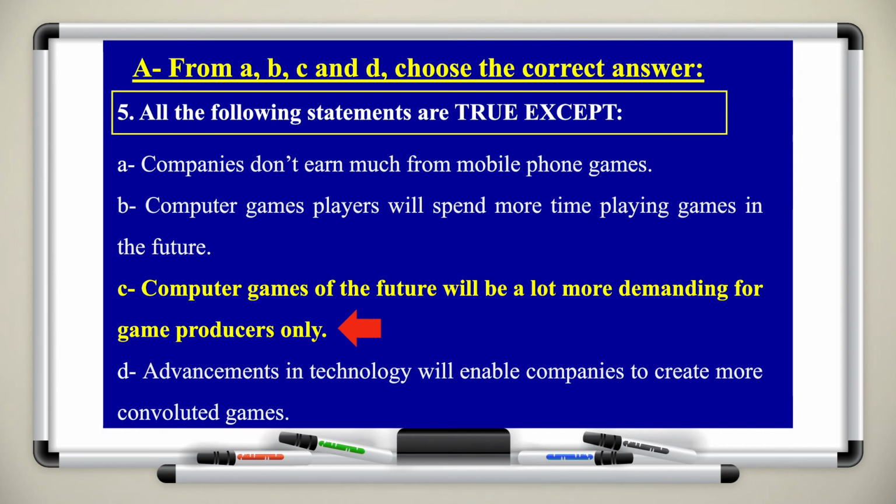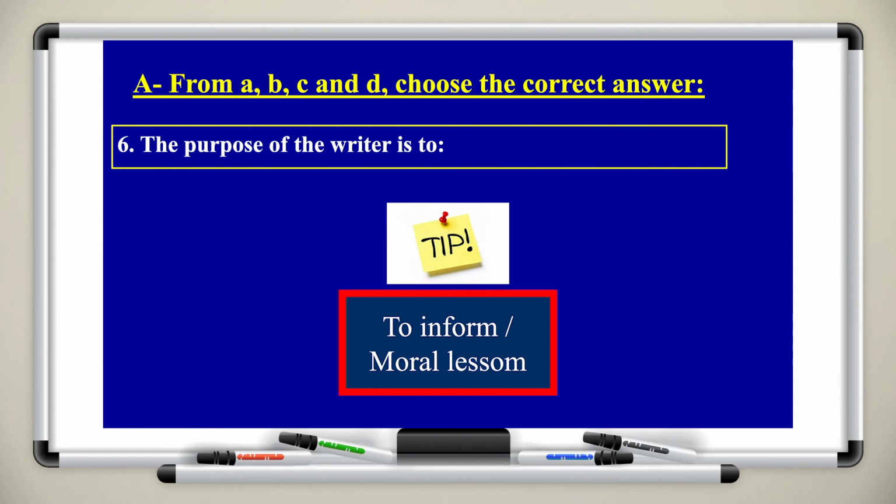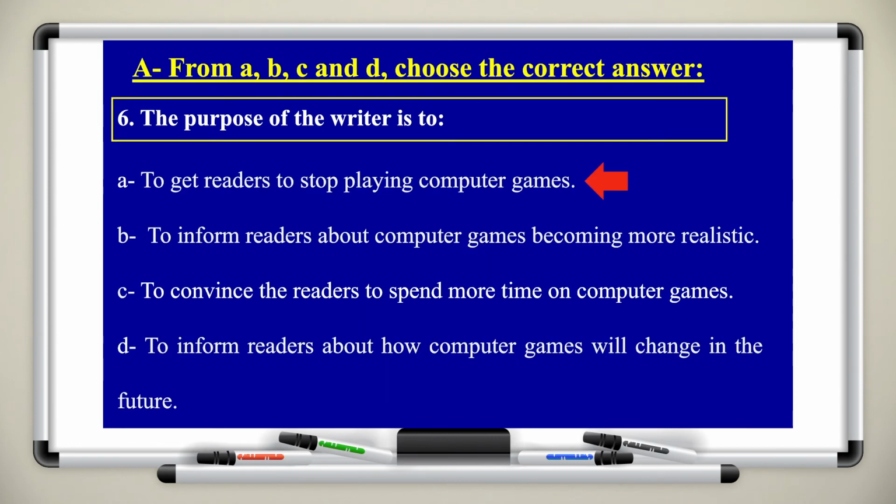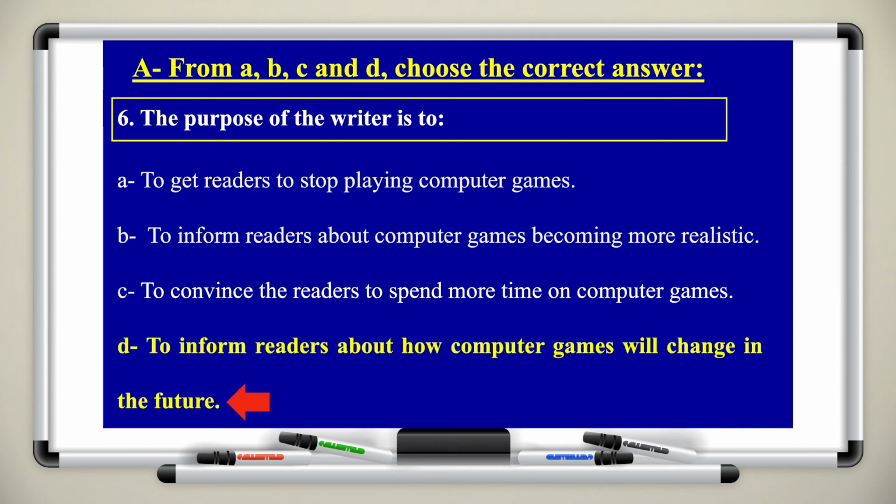Excellent job. Well done. Now we come to the purpose of the writer is to. Here it's to inform, or it's asking you about the moral lesson. So is the purpose of the writer to get readers to stop playing computer games? To inform readers about computer games becoming more realistic? To convince the readers to spend more time on computer games? Or is it to inform readers about how computer games will change in the future? So based on the text that we've read, the answer would be D. Excellent job. To inform readers about how computer games will change in the future.